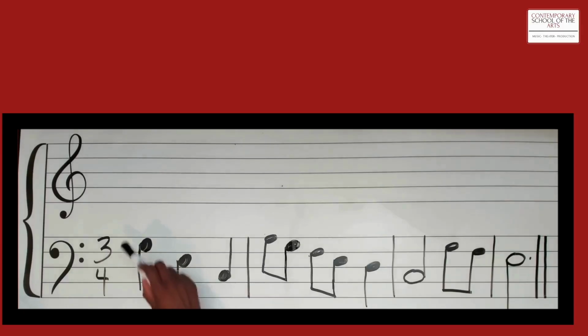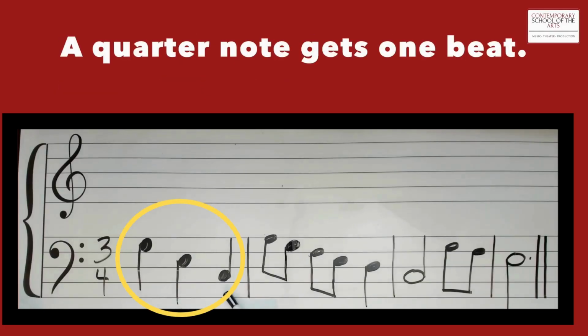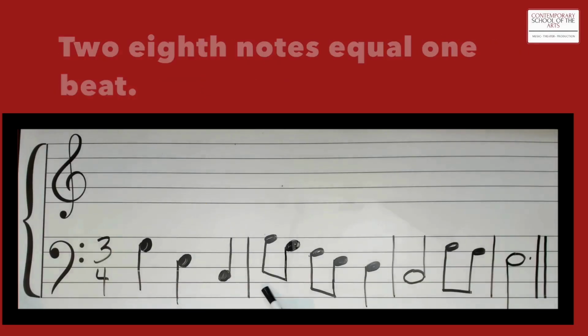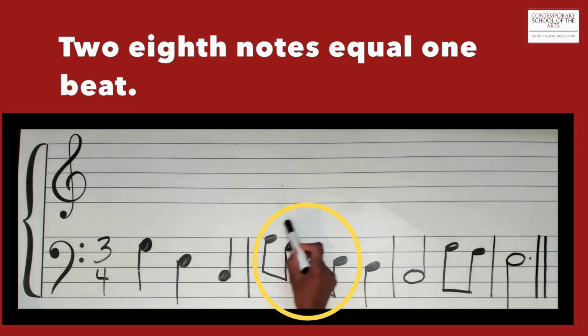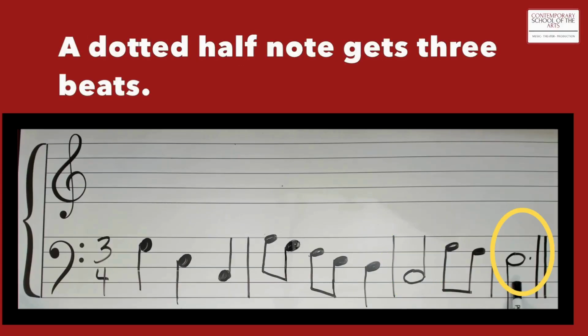Take a look at this piece. Do you see anything familiar? Well, you should already know we have a music staff. We also have quarter notes here. Here we have eighth notes joined with beams instead of flags, a half note, and a dotted half note.